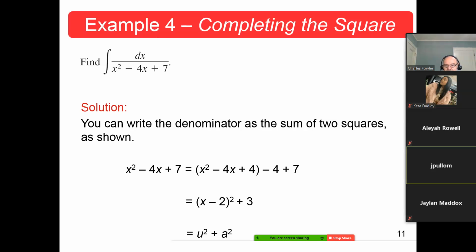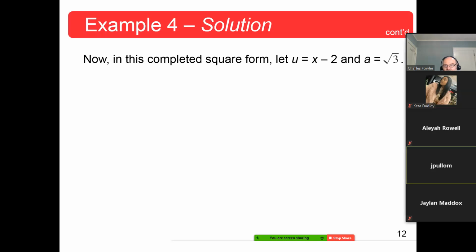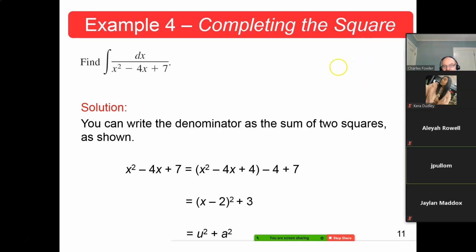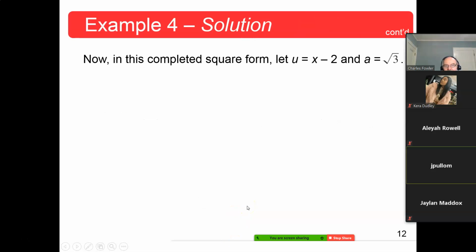Okay, this will be leading to the inverse tangent rule. So let's see what it is. Now in this completed square form, let u equal x minus 2 and a equal the square root of 3. That's here. U is x minus 2 and a is the square root of 3, because a squared is 3.